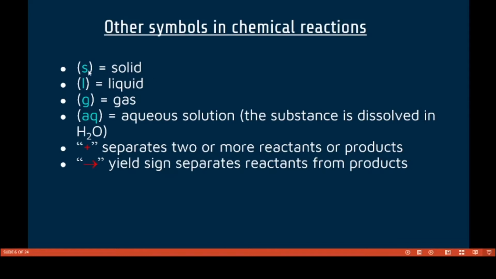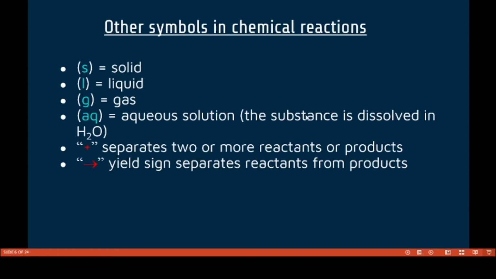The other symbols in a chemical reaction: S is used for solid, L for liquid, G for gas. And AQ means aqueous solution, that is, the substance is dissolved in H2O. The plus sign separates two or more reactants or products.